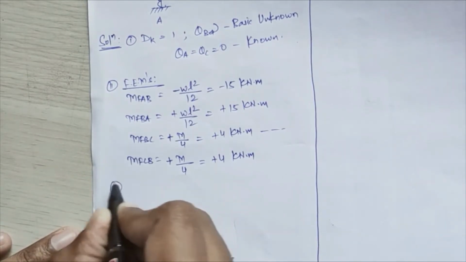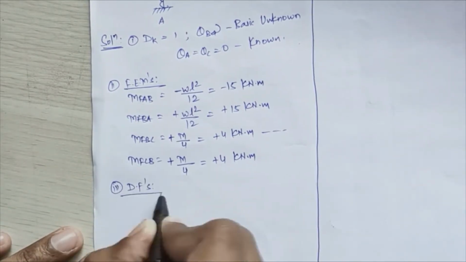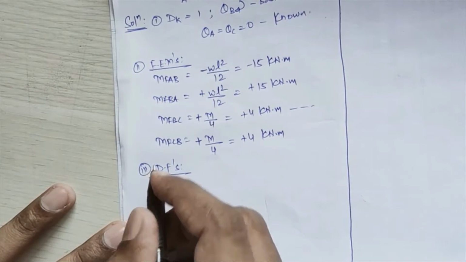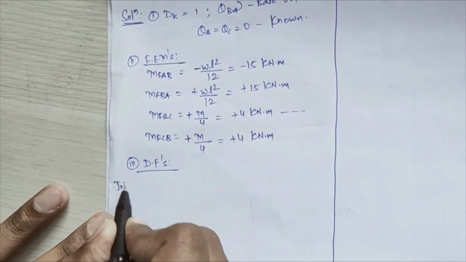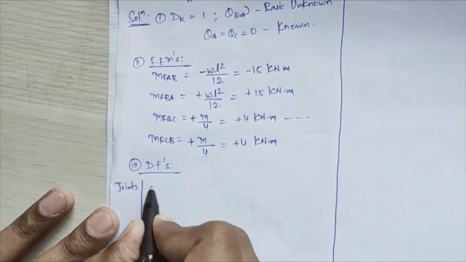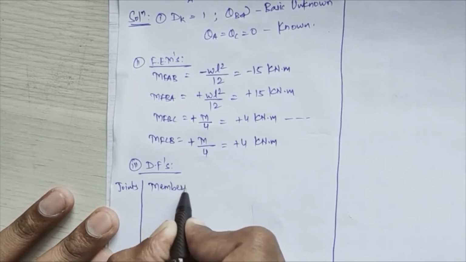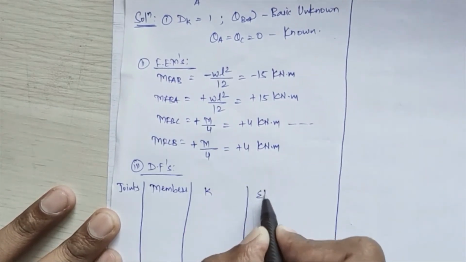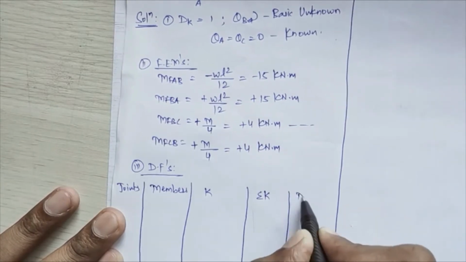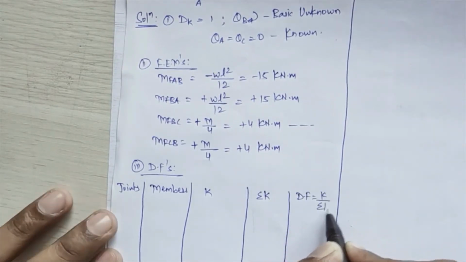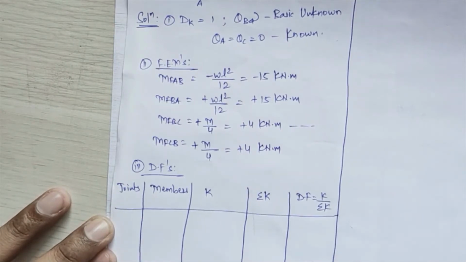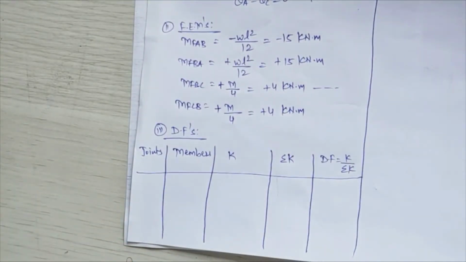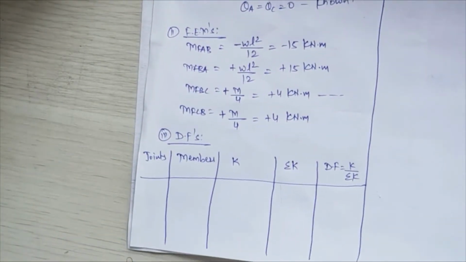Then the third step is calculation of distribution factors, that is DF. For DF, you have to calculate in table format. The first column is the joints, the second column is the members, next is the relative stiffness K, next is the total stiffness summation of K, and last is DF equal to K upon summation of K. Again the same concept you have to use. Which joints will you consider here? The joints which have 2 or more than 2 members.